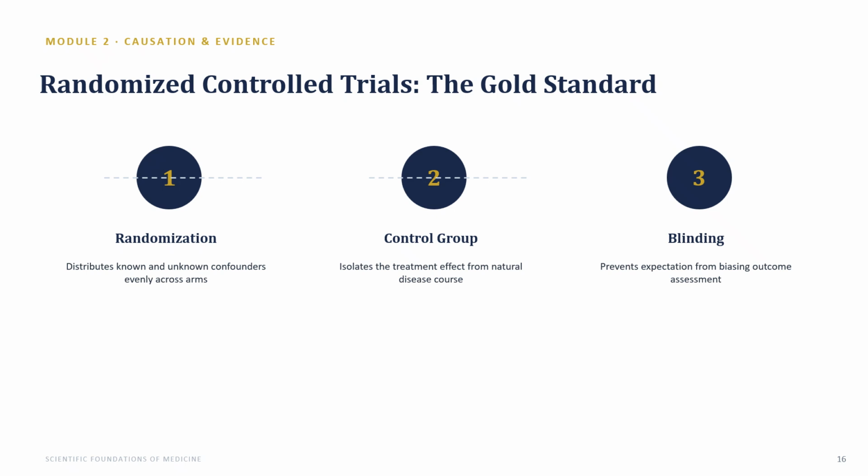So let's see the randomized control trials. Randomized control trials reduce bias through randomization, control groups and blinding. They are considered the gold standard for evaluating treatments. First is the randomization, which distributes known and unknown confounders evenly across arms. Coming to the control group, which isolates the treatment effect from the natural disease course. And third is the blinding, which prevents bias in outcome assessment.